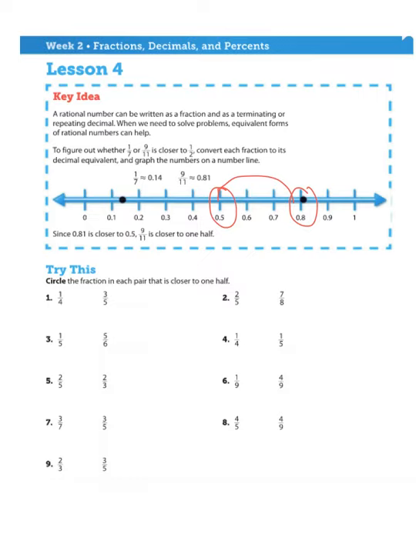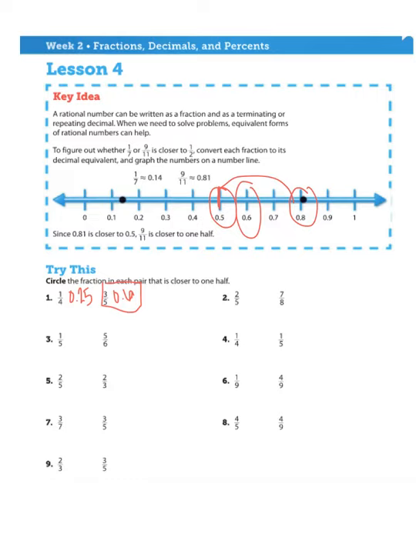So 1 divided by 4, that's going to be 0.25, and 3/5 is going to be 0.6. So you can also use the number line at the top to help you. So they want to know which one is closer to 1/2. Well, you can see 0.6 is right next to 0.5. So 3/5 is going to be closer to 1/2. And then you'll do the same thing on number 2.